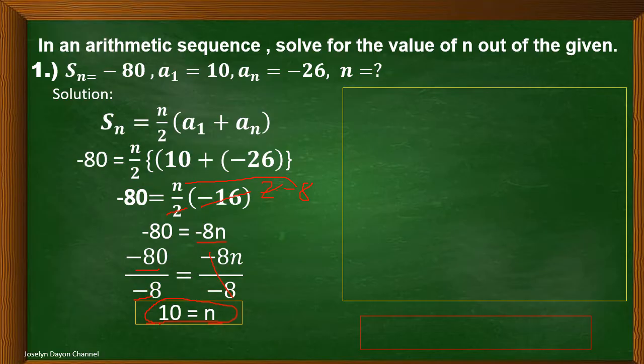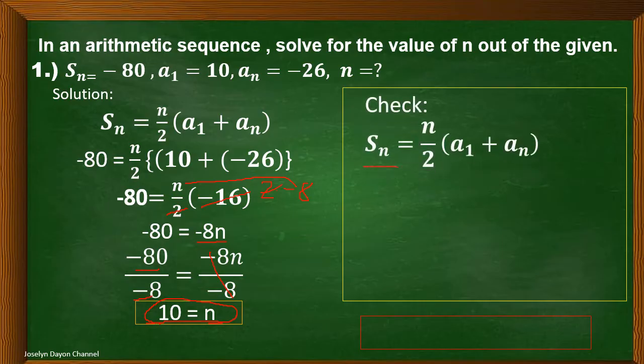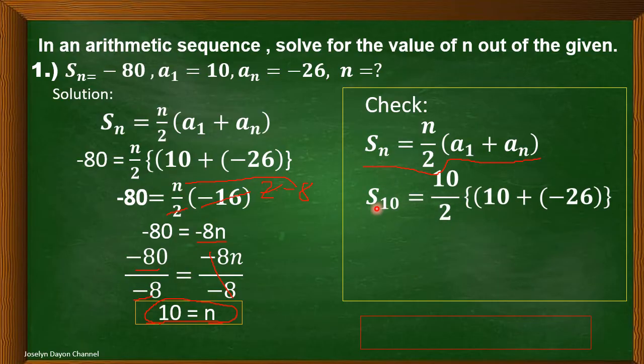Now let me show you that the value that we obtained is really the correct value. We have to go back to the formula S sub n equals n over 2 times quantity of a sub 1 plus a sub n. Now we are going to substitute our n by 10, and our sum should be negative 80. So we have the sum of the first n terms equal to 10 over 2 times quantity of 10, the first term, plus quantity of negative 26.